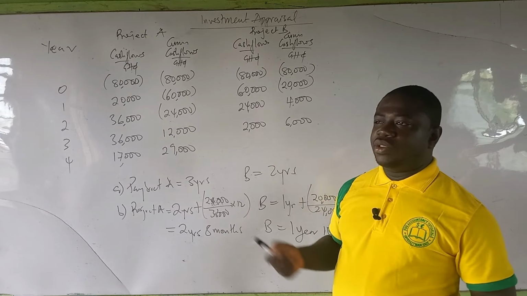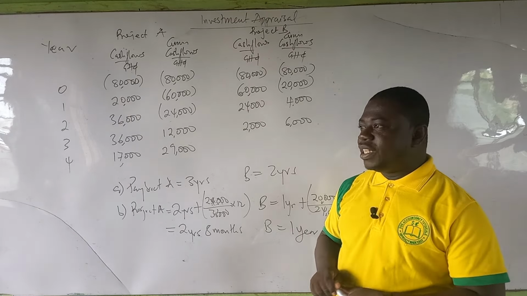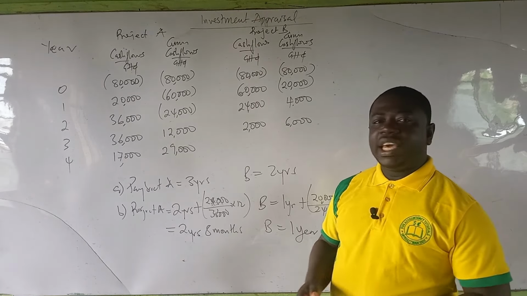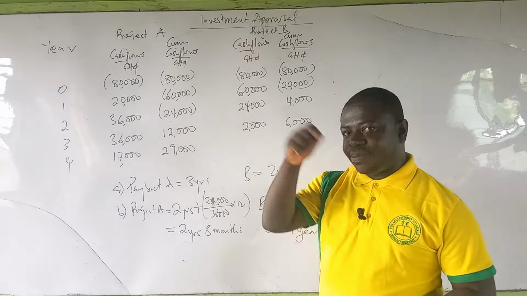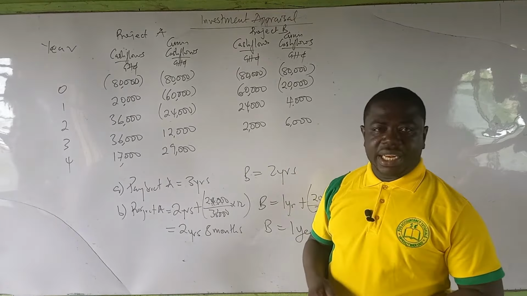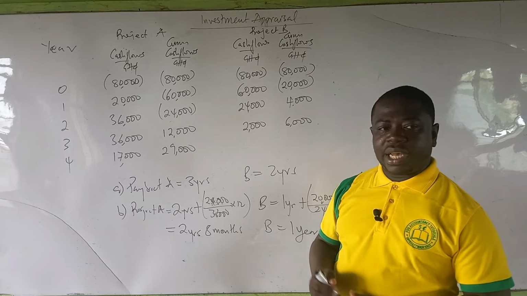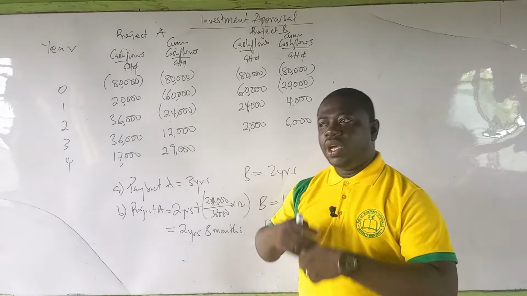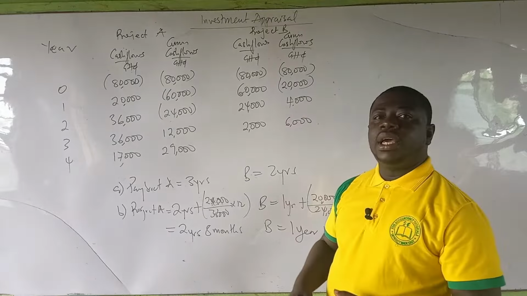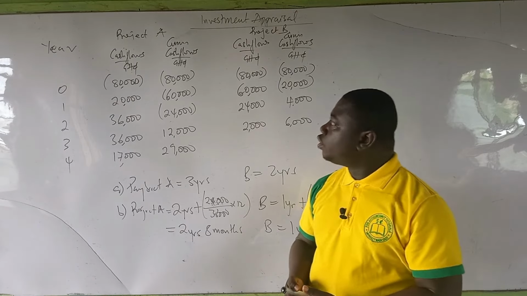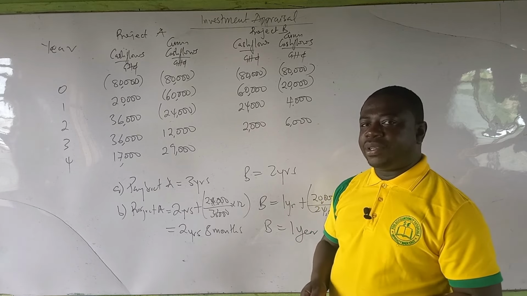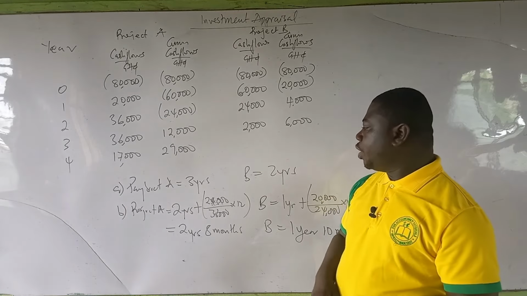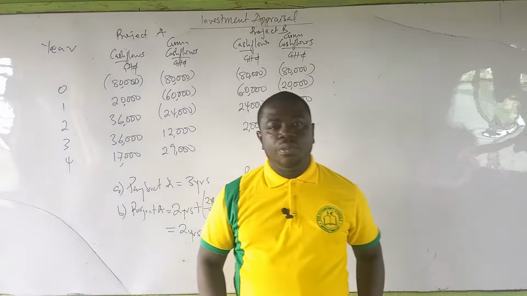Another reason why this is not the most appropriate investment decision to use is because it ignores the time value of money, which we are going to deal with as part of our investment appraisal in the next video. We are going to look at the net present value, the discounted payback period, and the internal rate of return. So that is where we are going to apply the time value of money to investment appraisal decision making. Okay, so that is how to go by this question.